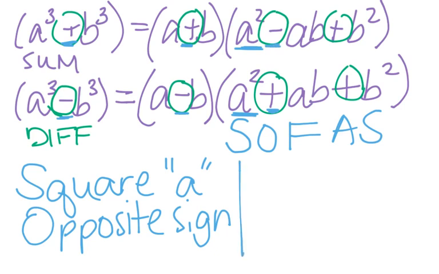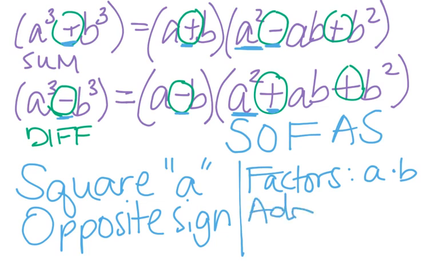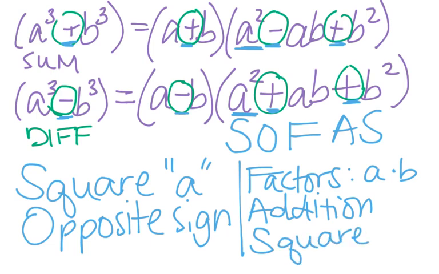Then F in SOFAs stands for factors. This means that you're multiplying A times B. A is addition. You will notice we said that both of these second factors end with addition. And then the final S for SOFAs represents squaring B. So that's the B squared at the end. So the SOFAs acronym can help remind you how to do the factorization.